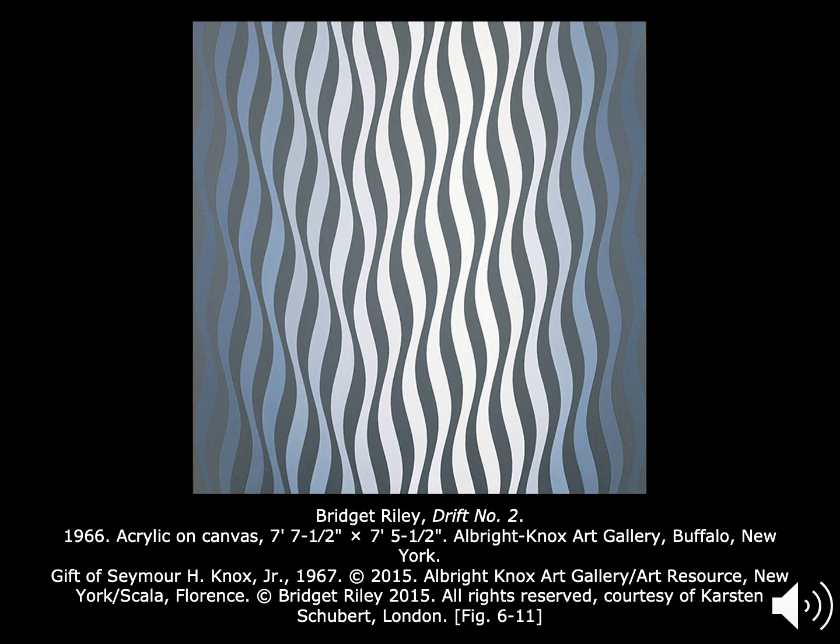In optical painting, or op art, physical characteristics of formal elements are manipulated to stimulate the nervous system into thinking it perceives movement. Bridget Riley's large canvas, Drift No. 2, appears to wave and roll despite being fixed to the canvas.